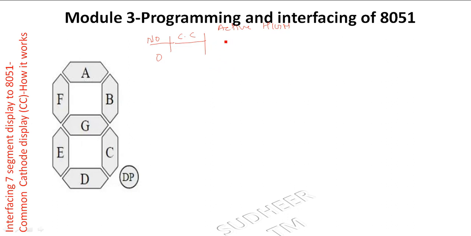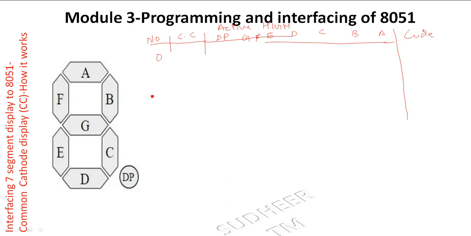So the segments are marked here, A, B, C, D, E, F, G. I will show it like this: the decimal point, then the MSB is our G, then F, E, D, C, B, A. Looking from the back, A, B, C, D, E, F, G. Okay, and let us check what the code will be for the corresponding numbers.